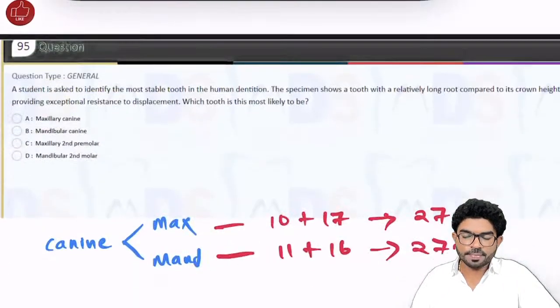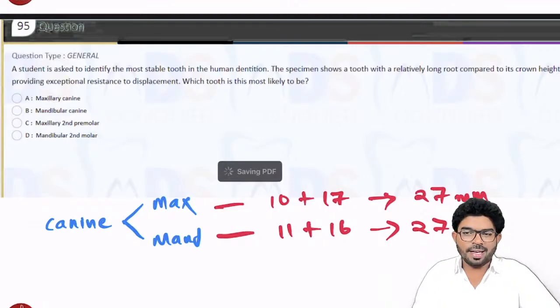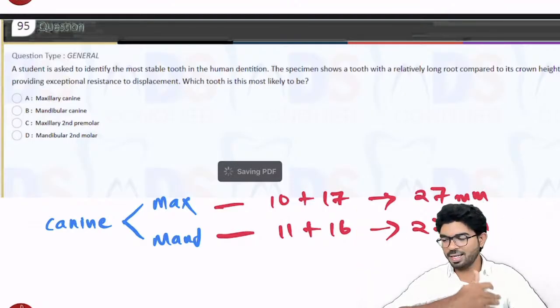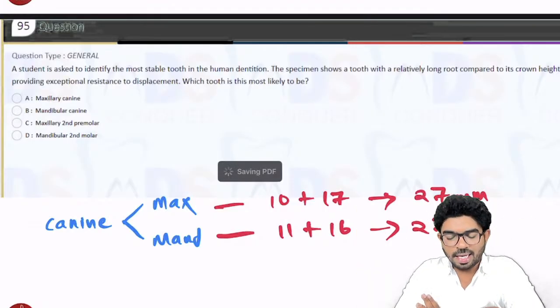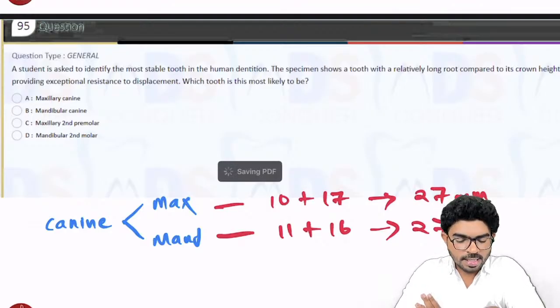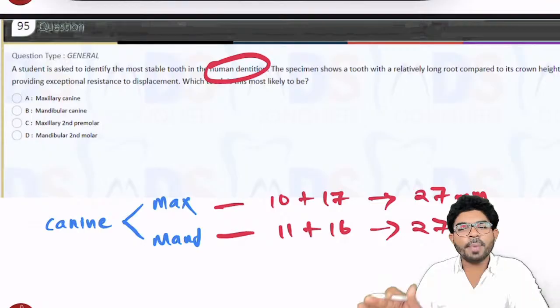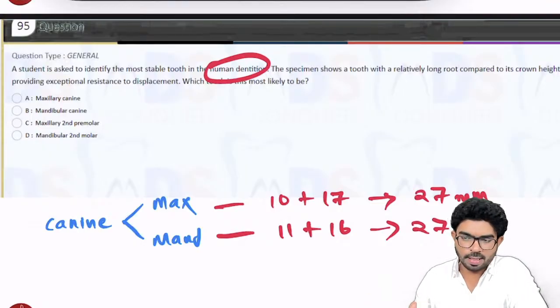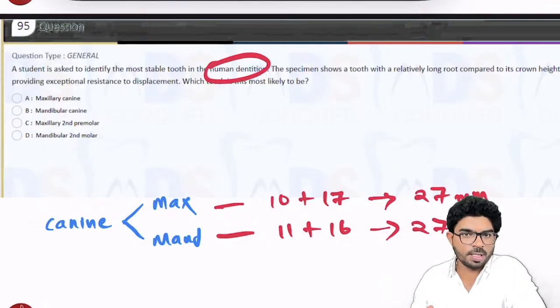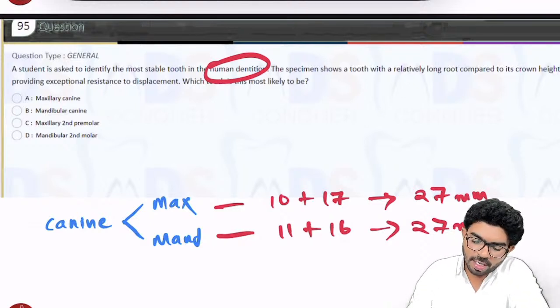Coming to 95. A question which requires a little more concentration to address. The question is, a student is asked to identify the most stable tooth in the human dentition. So I got my answer. Now I need to check my options. The most stable tooth is definitely going to be the canine.